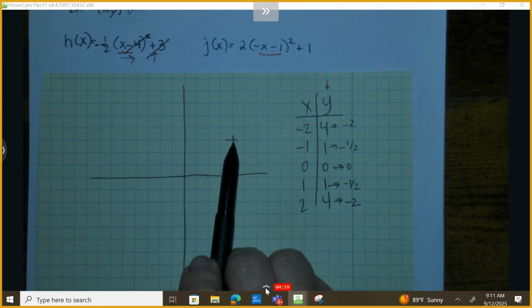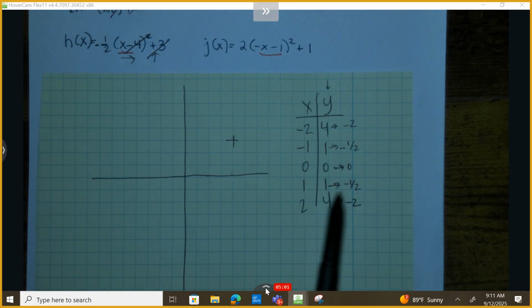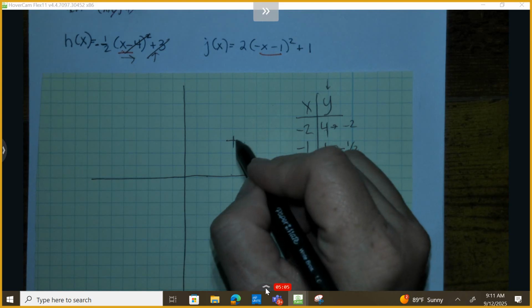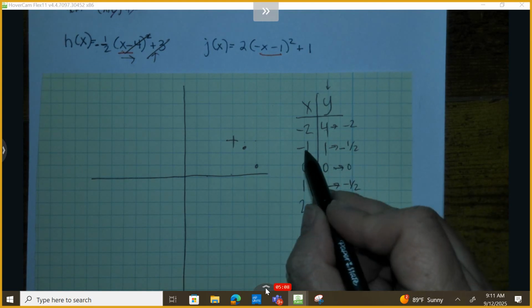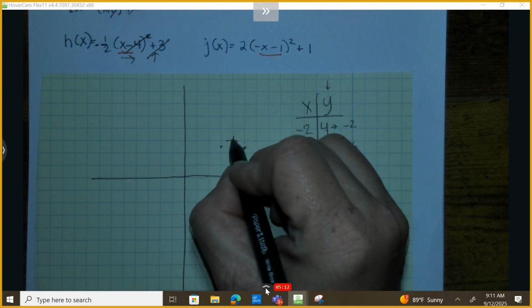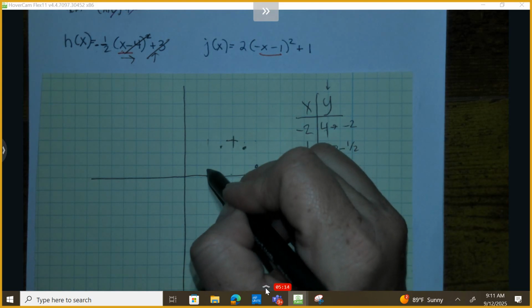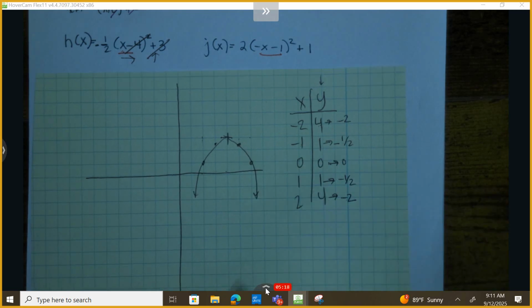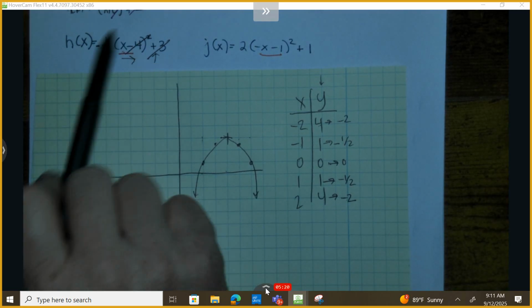Okay, so here's my ordered pair. Here's 0, 0. I'm going to go right 1 and down a half. Right 2 and down 2. And now off to the left. Left 1, down a half, and left 2 and down 2. And there's the parabola that's created by the quadratic function that's illustrated above.